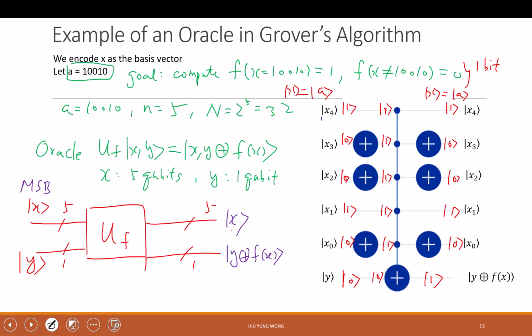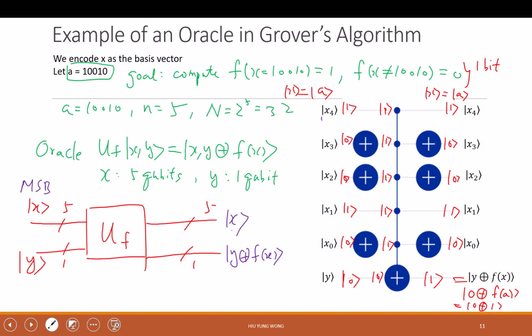And now what? And then I claim that this equals y exclusive or f of x, is that right? Because y is 0. What is f of a now? Because I input a, right? What's f of a? 1, right? So indeed, this is equal to y exclusive or f of a. So this quantum oracle really did this function.